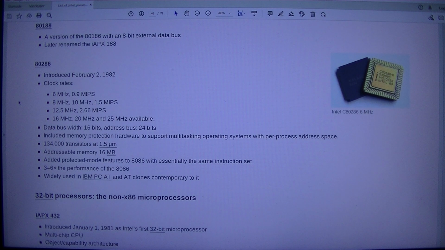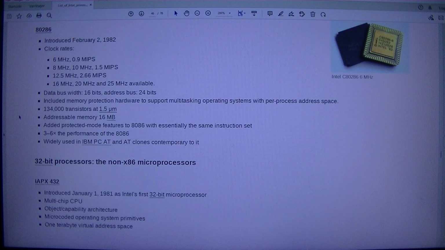Intel C80286 6 MHz 80286. Introduced the 2nd of February, 1982. Clock rate 6 MHz, 0.9 MIPS. 8 MHz, 10 MHz, 1.5 MIPS. 12.5 MHz, 2.66 MIPS. 16 MHz, 20 MHz and 25 MHz available. Data bus width, 16 bits, address bus, 24 bits.